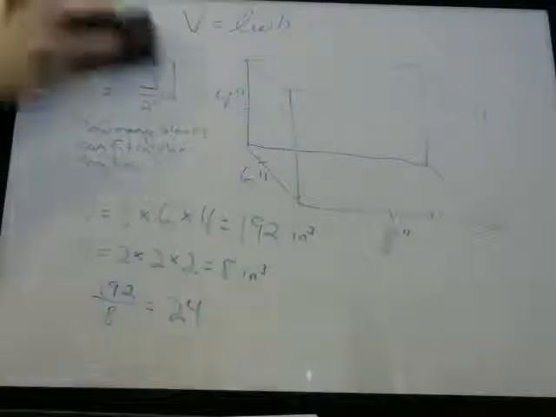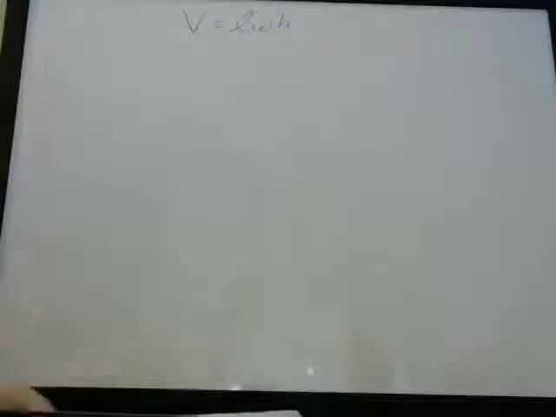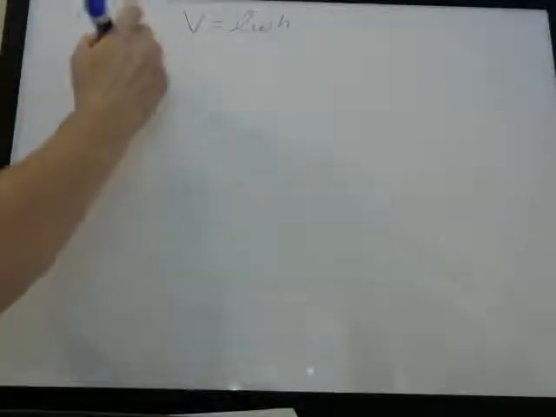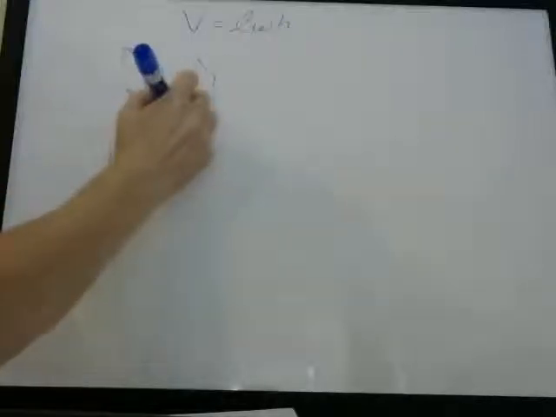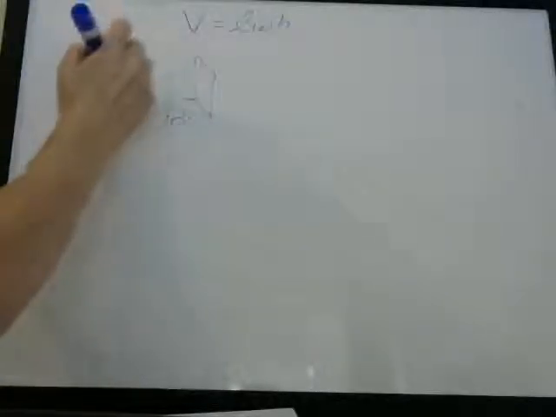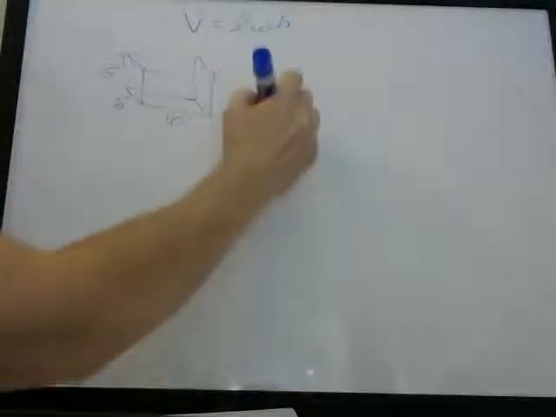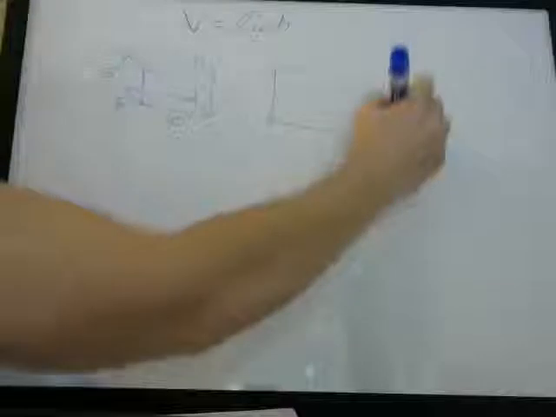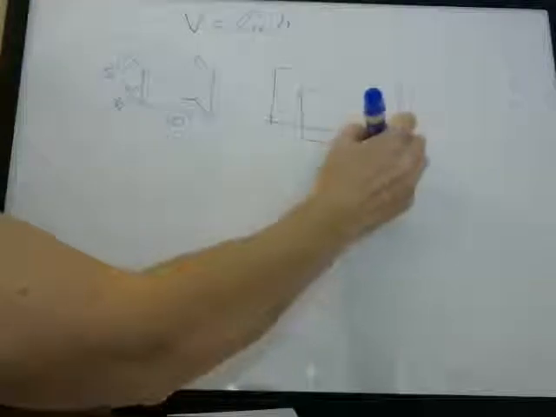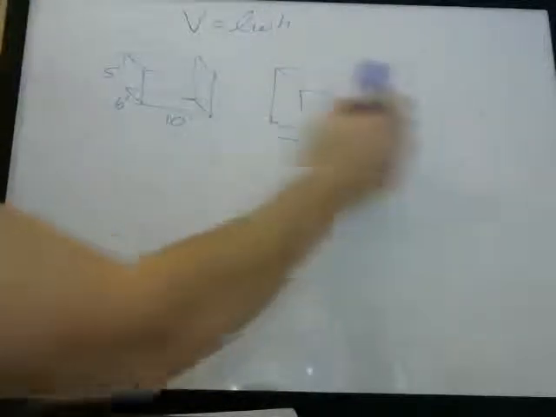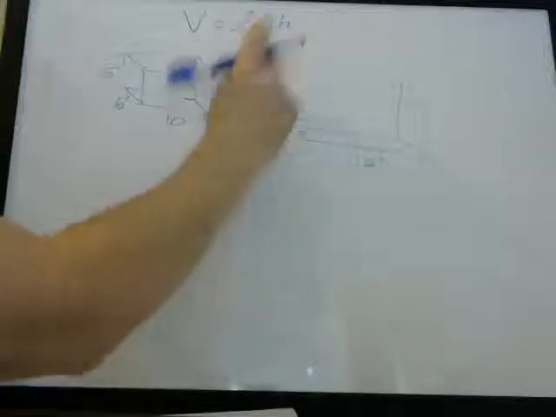We'll do one more problem using a concept of ratios. So let's say you have two boxes. Let's say 10 feet by 6 feet by 5 feet. And then the larger box is 12 feet by 6 feet by 5 feet.